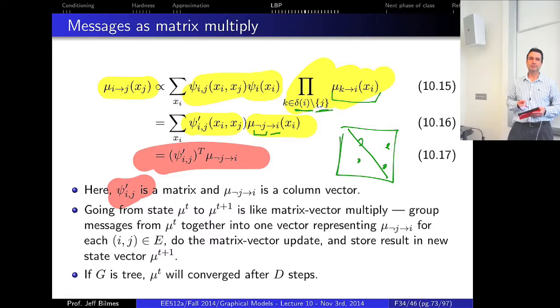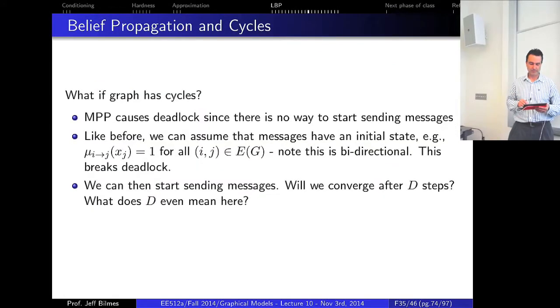Okay. Here comes the dangerous part. What happens when the graph has cycles? We start sending this message around a cycle. What might happen? That's bad. We might oscillate. We might never get convergence.